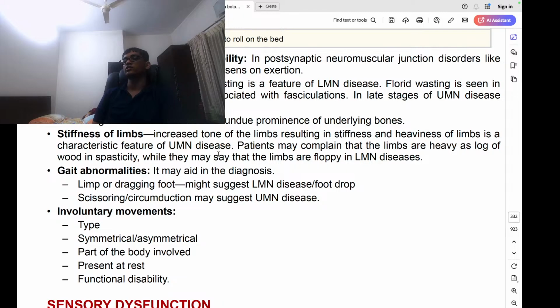Wasting or loss of muscle bulk. Wasting is a feature of lower motor neuron disease. Florid wasting is seen in motor neuron disease, usually associated with fasciculations. In the late stage of upper motor neuron disease, disuse atrophy may also be seen. Wasting of muscles also results in undue prominence of underlying bones.